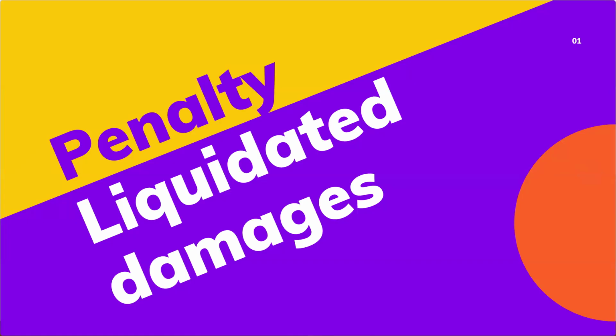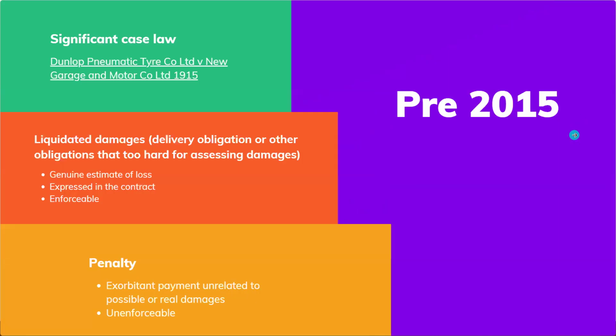We also have a very important part on the difference between penalty and liquidated damages. And actually, you need to read certain case law about this. The first case law is Dunlop Pneumatic Tyre Co. Limited versus New Garage and Motor Co. Limited in 1915. This case law established the principles to distinguish between liquidated damages and penalty.